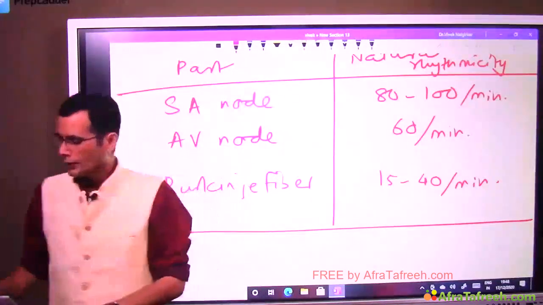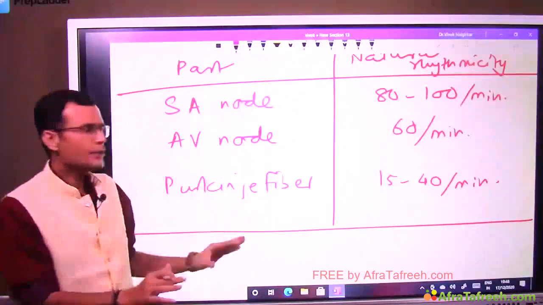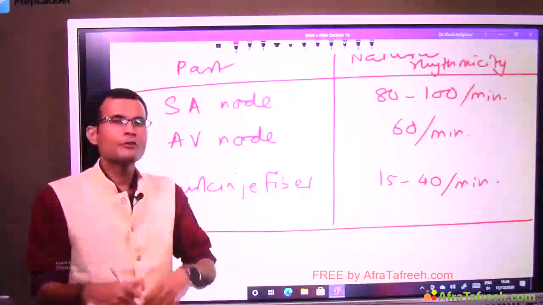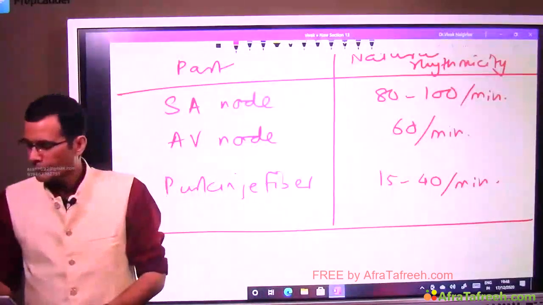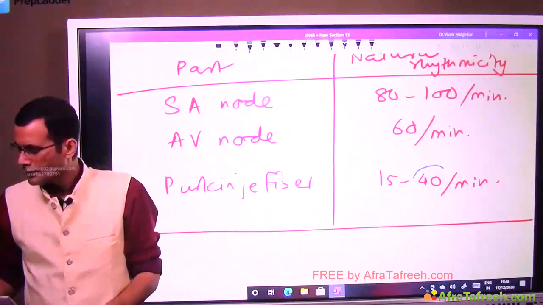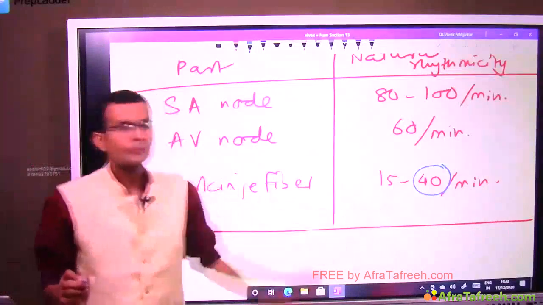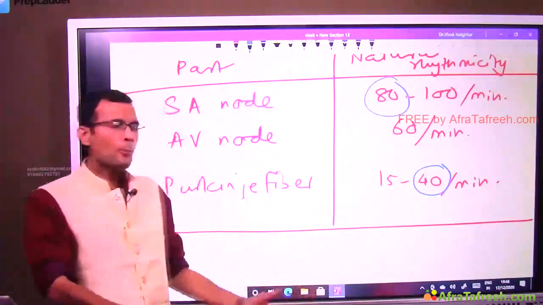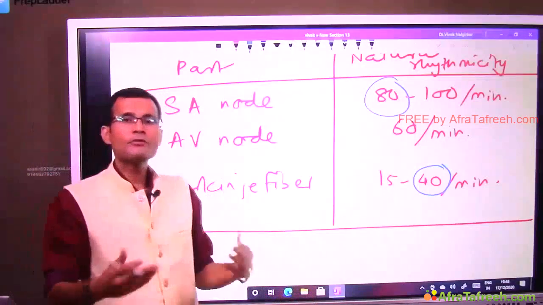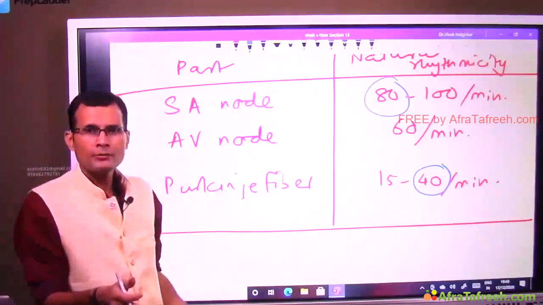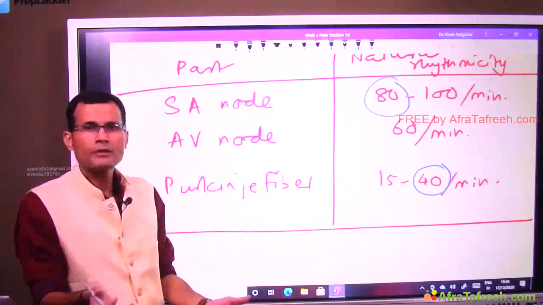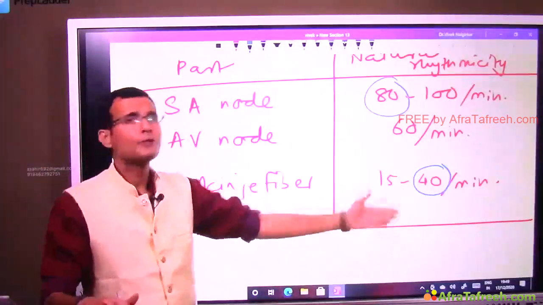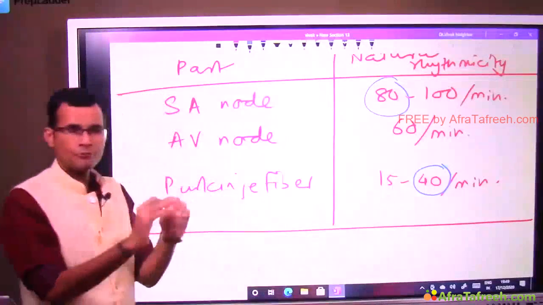Okay. Now I need to tell you of 2-3 things based on this particular table. First point, actually we have already mentioned it, that the natural rhythmicity of Purkinje fiber is about half that of SA node. So if the Purkinje fiber becomes the pacemaker under circumstances, then the heart rate will be half or even less than that. That's the first part.